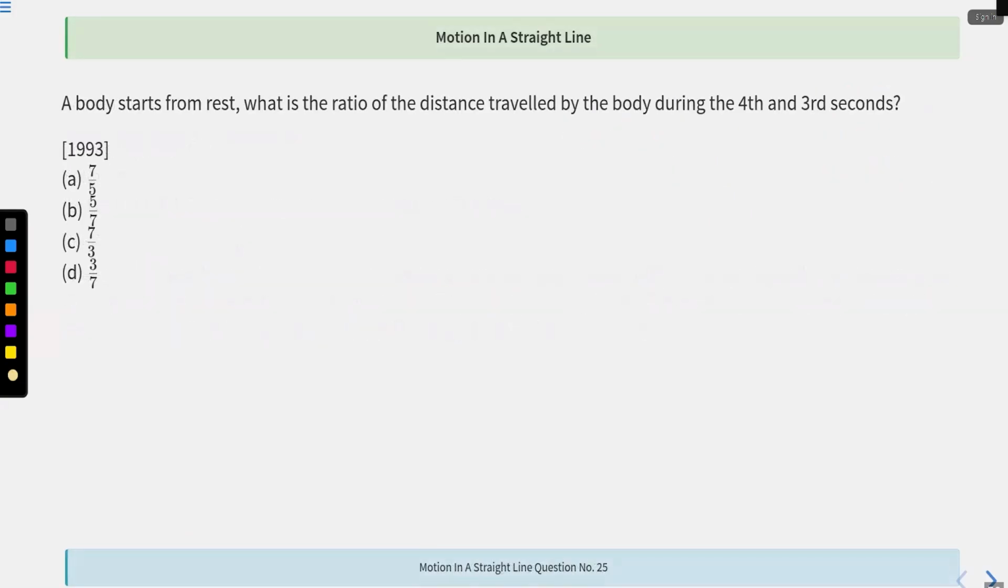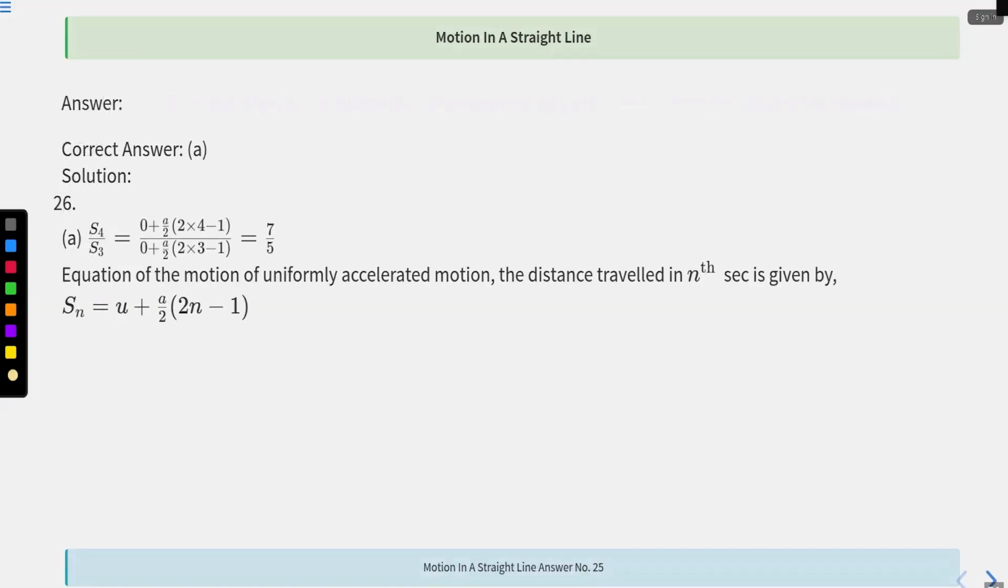Okay. So last question of the day. A body starts from rest. What is the ratio of distance traveled by the body during the 4th second and the 3rd second? The nth second equation of motion will be applied. Okay. So S4 is equal to 0 plus a by 2 into this thing. Okay. 4th second and 3rd second.